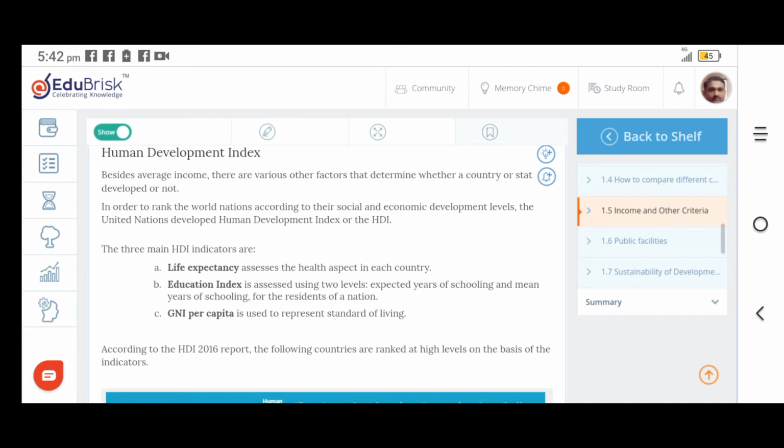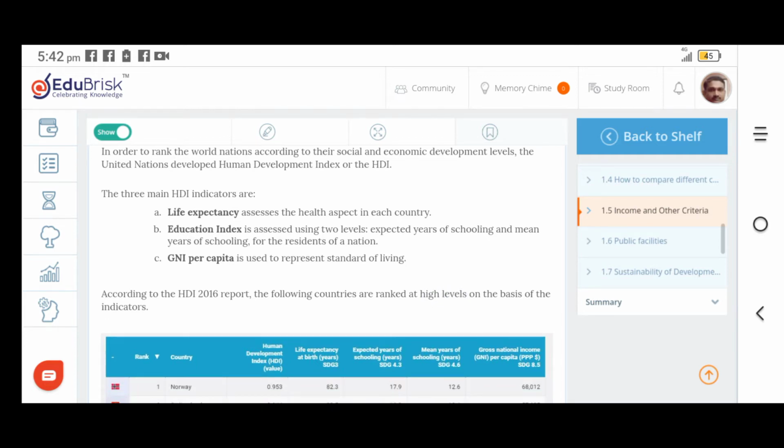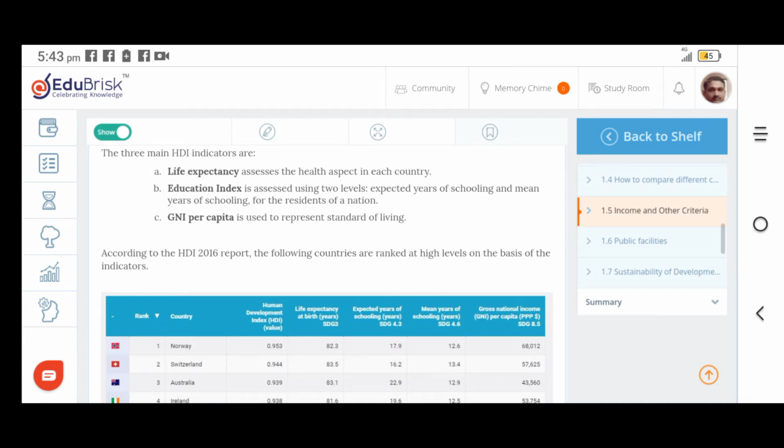There are three main Human Development Index indicators. Which are the indicators of the Human Development Index? First one, life expectancy. What is life expectancy? It means the average lifespan of a person, or we can say it assesses the health aspect in each country. Next, the education index. It is assessed using two measures: expected years of schooling and mean years of schooling for the residents of a nation.